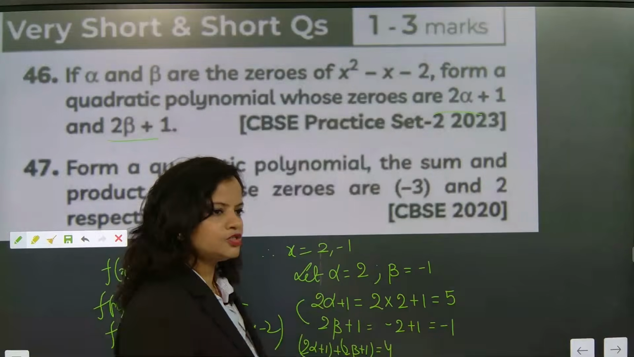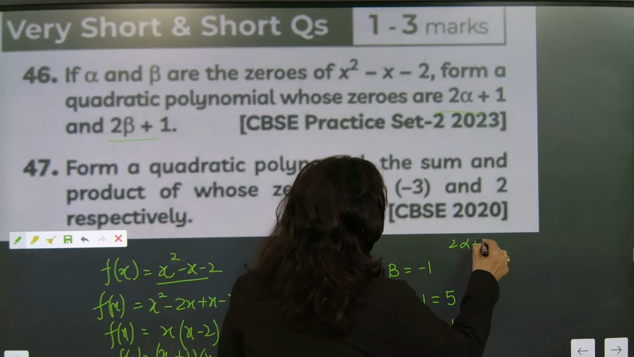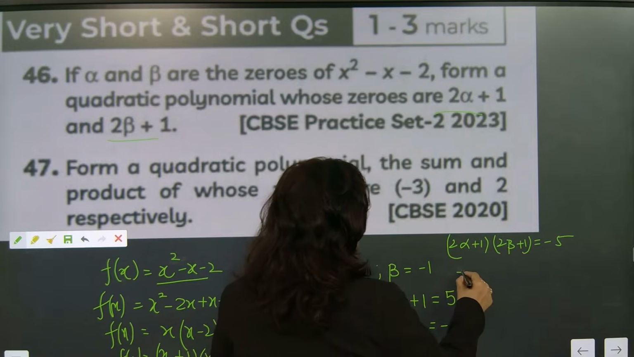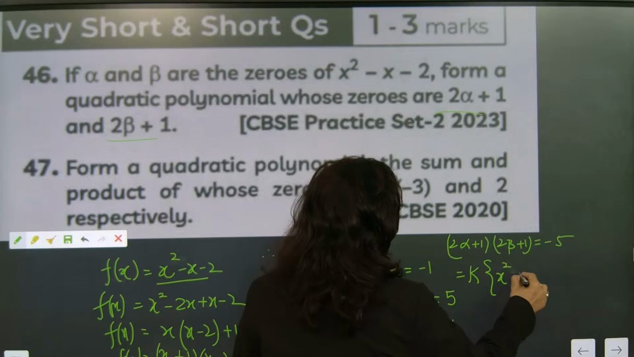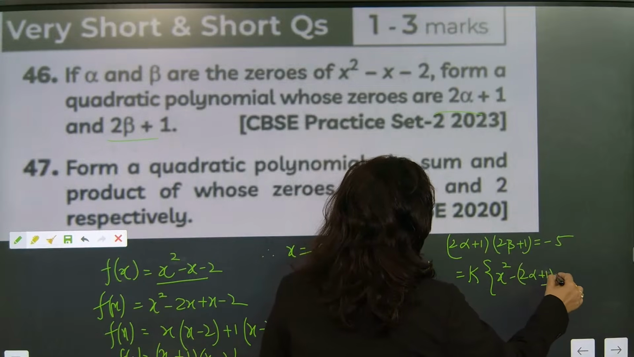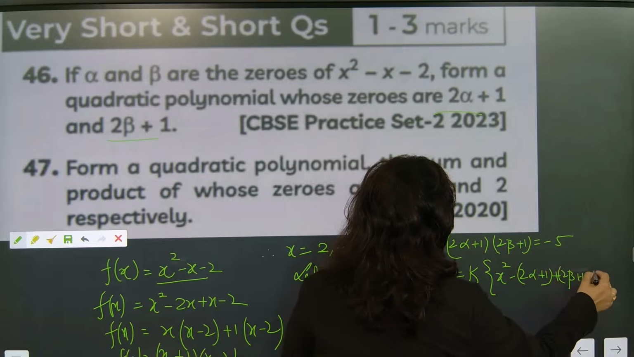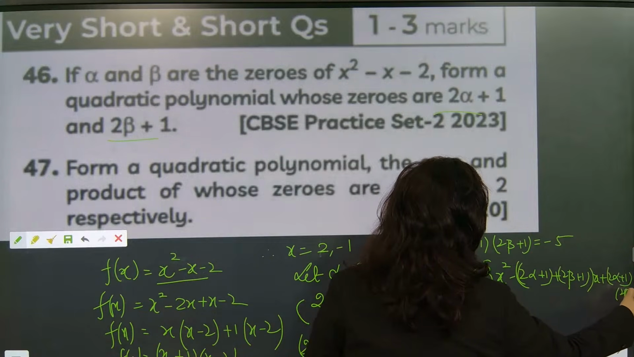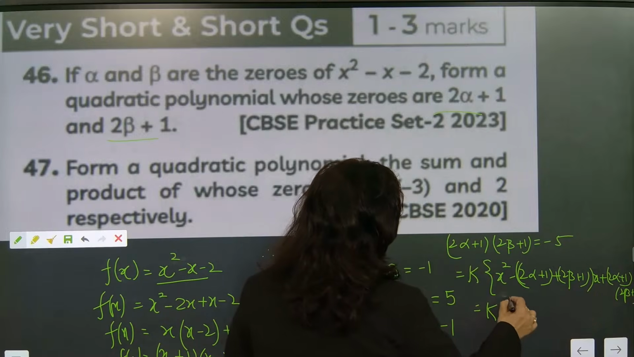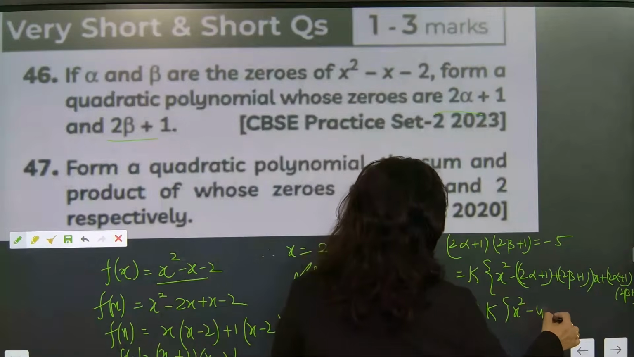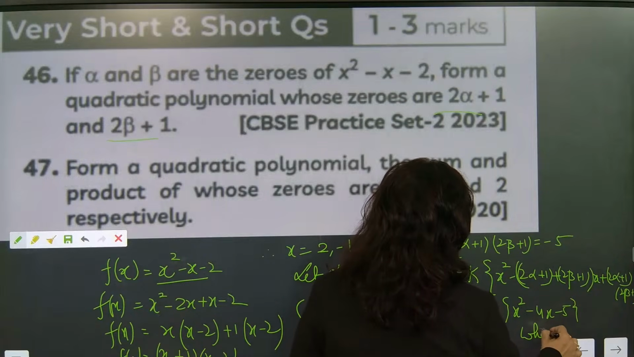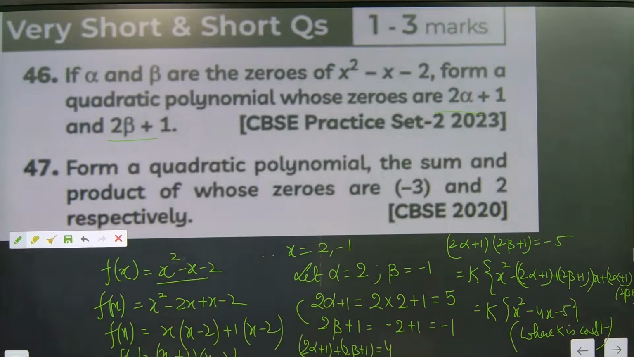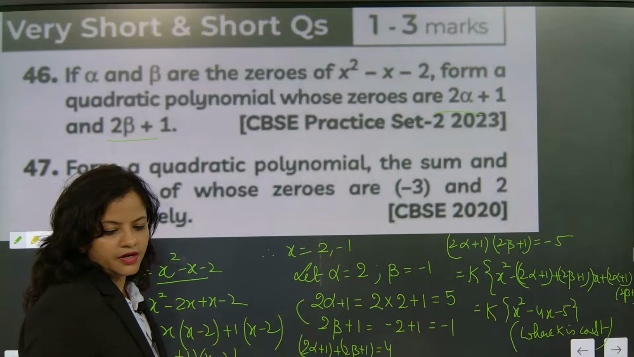And the product is coming as 5 plus... understand, product means 2 alpha plus 1 into 2 beta plus 1, which is coming as minus 5. So what is the equation? k times x square minus (2 alpha plus 1 plus 2 beta plus 1) x plus (2 alpha plus 1) into (2 beta plus 1). So the answer will come as k times x square minus 4x minus 5, where k is constant. So we did all the work here. Understood?